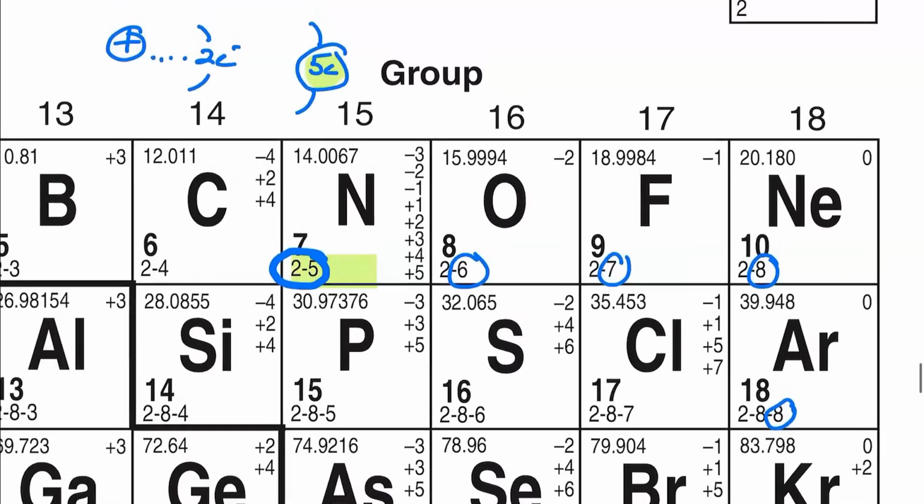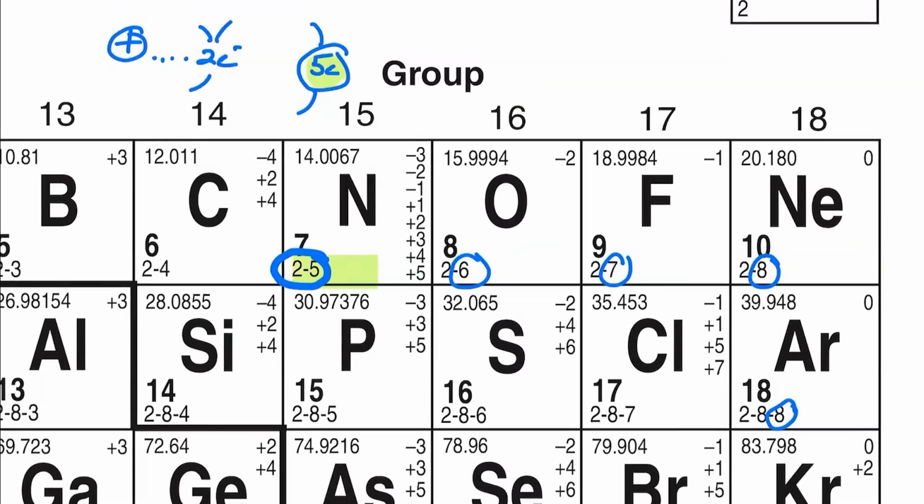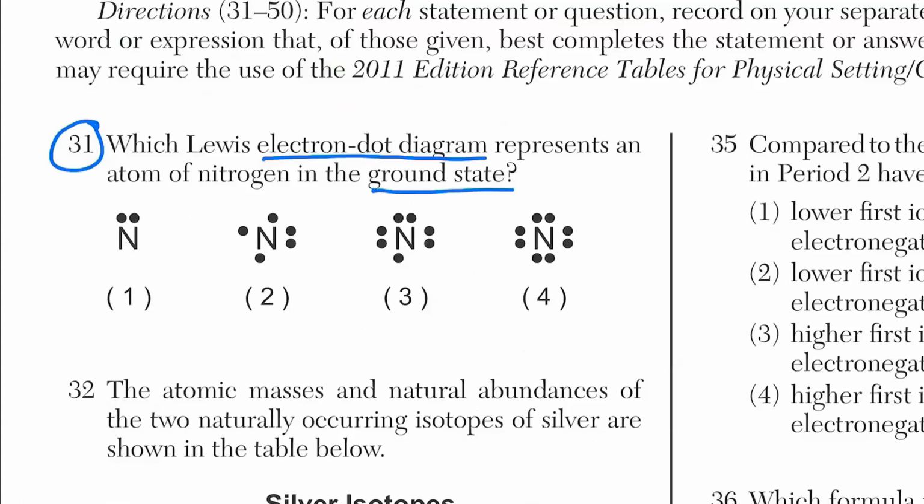If this was an excited state, maybe an electron would jump to a higher level, leaving 1 electron there and that would be 6, right? We've talked about going out of order, electrons getting energy to pull away. But in this case, they said ground state, so we're just looking for the valence electrons for the dots. Right from our reference table, nitrogen is 2-5, and so I'm looking for an N with 5 dots. It's easy to see that choice 2 is going to be that answer.